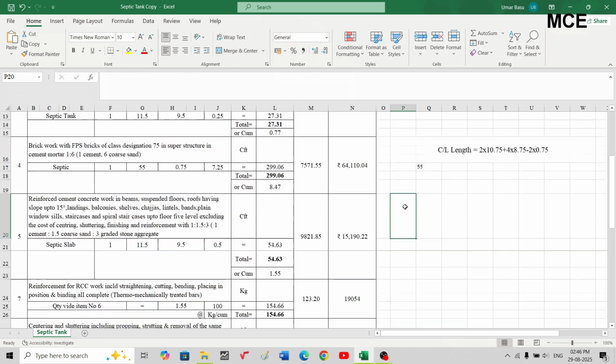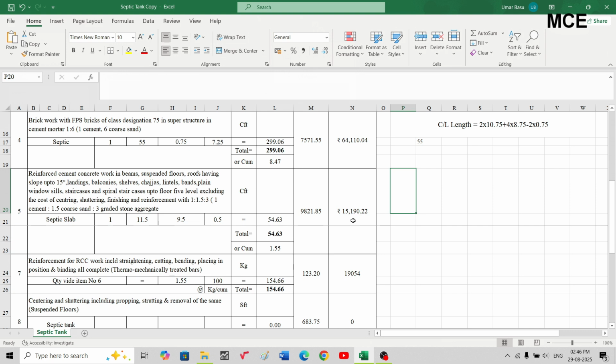Okay, so this was for the reinforced concrete slab. Next, we have to provide the reinforcement for this RCC slab. In estimation, we take the reinforcement according to the thumb rule, and at site we then provide the bar bending schedule. But here we will take it according to the thumb rule that it will require at least 100 kg of steel per cubic meter. So the cubic meter for the slab is 1.55.